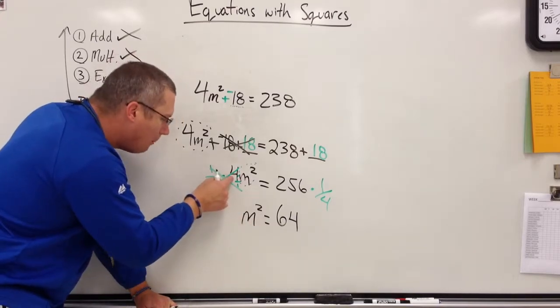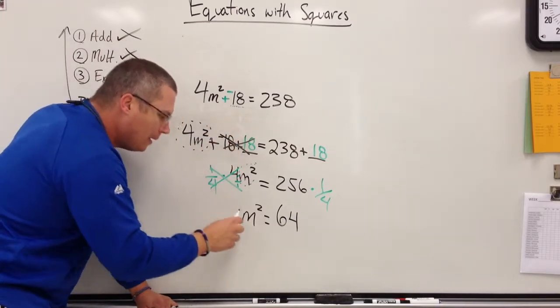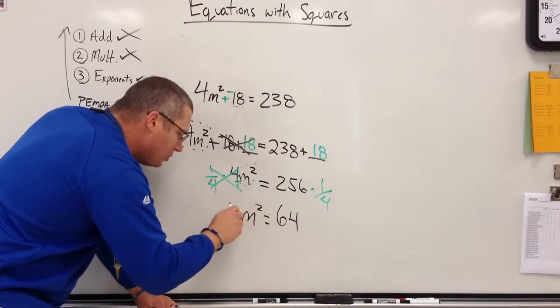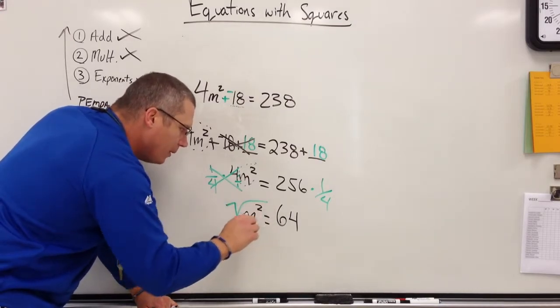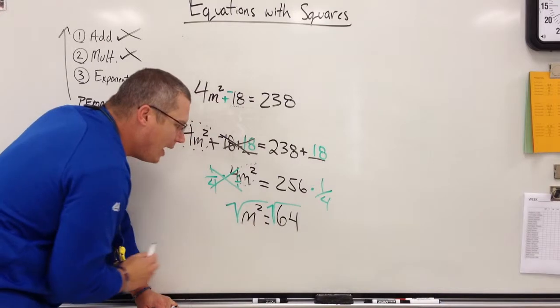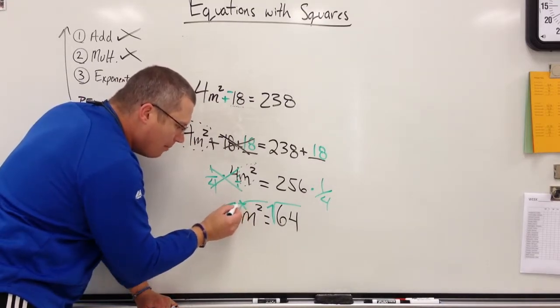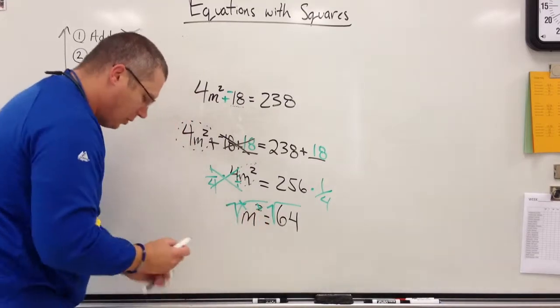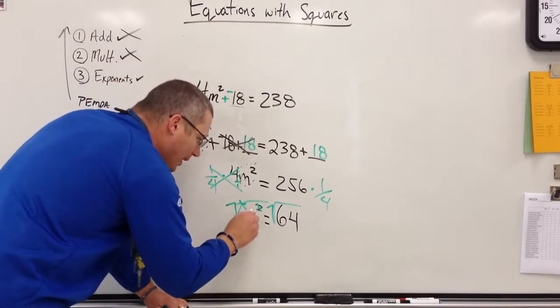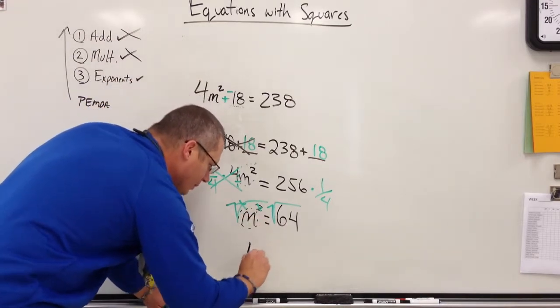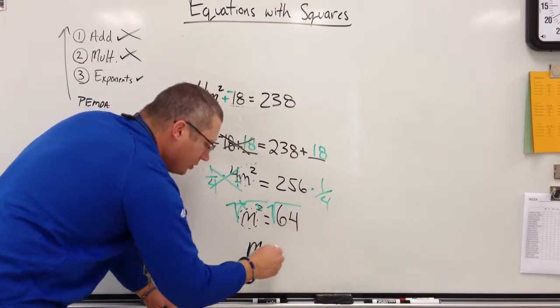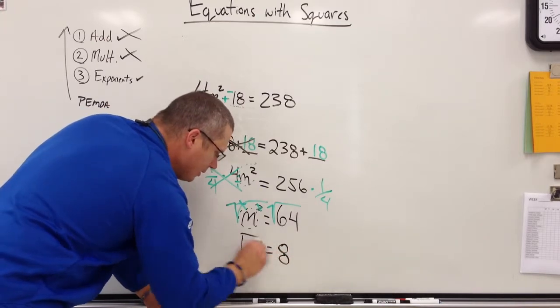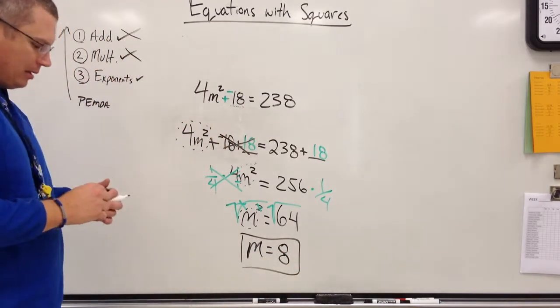I got rid of the multiplied, I got rid of the added number. How do I get rid of an exponent of 2? Square root. If I do it to one side, I do it to the other. The square root symbol removes the exponent of 2. The only thing I have left is the m. Square root of 64 is 8. Done.